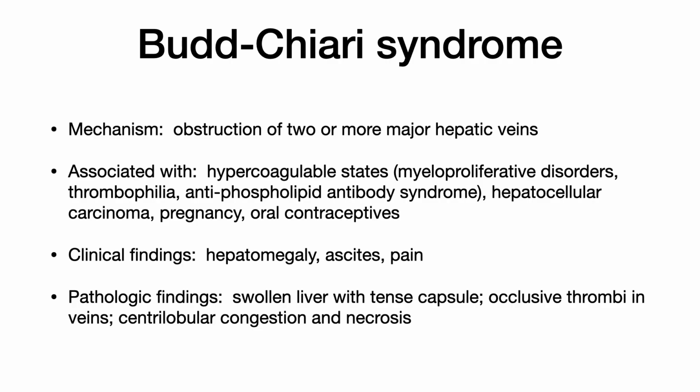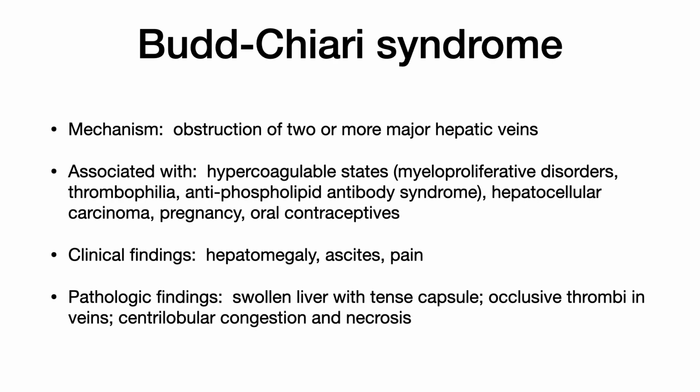Budd-Chiari is a real classic pathologic syndrome. You have obstruction of two or more major hepatic veins. One isn't enough. And it's due to basically thrombosis of those. So anything that produces a hypercoagulable state, myeloproliferative disorders can do it. Thrombophilia, antiphospholipid antibody syndrome. Hepatocellular carcinoma is really well known, also for causing thrombosis of the vessel that it goes along. Pregnancy and oral contraceptives are also risk factors for things like DVTs and so a hypercoagulable state.